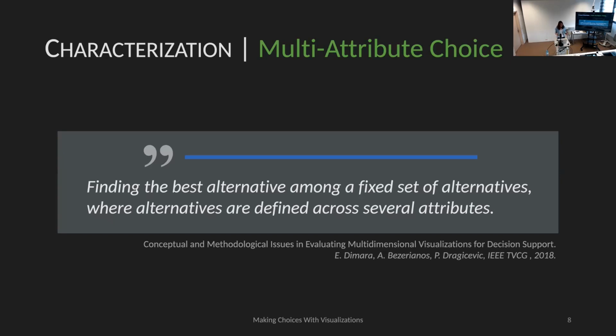So I was quite happy when one day I realized that these applications already had a name in our visualization community, and this name is multi-attribute choice. So that one seemed just right to me: identifying the best among a fixed set of alternatives, where each alternative has multiple properties.